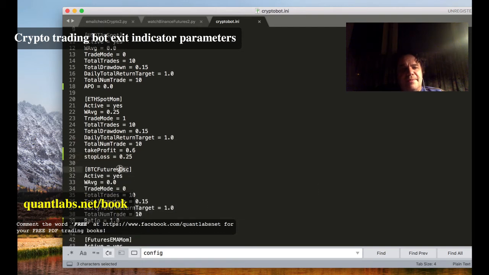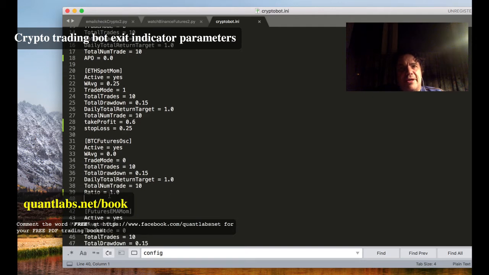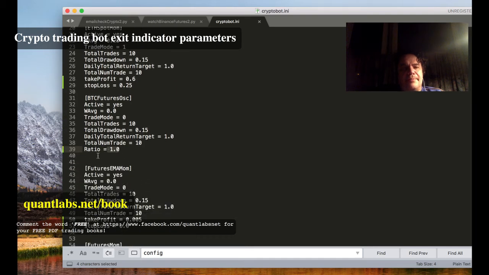This one's a little different. This is the Bitcoin futures oscillator. Right now, the only exit indicator I'm really using is this ratio, and that's the ratio between the bid and the ask price of Bitcoin. And if it's greater than a certain amount on the bid and ask ratio at 1, it just gets out of the trade. So once you get to a point where you have the same number of bids and asks at any point, it's just a sign of weakness. So you get out of the trade for that. So that's why I've set that ratio at 1.